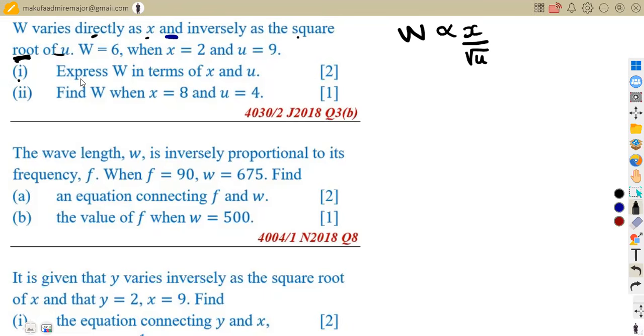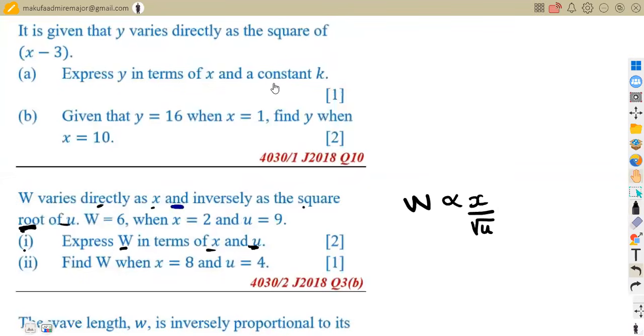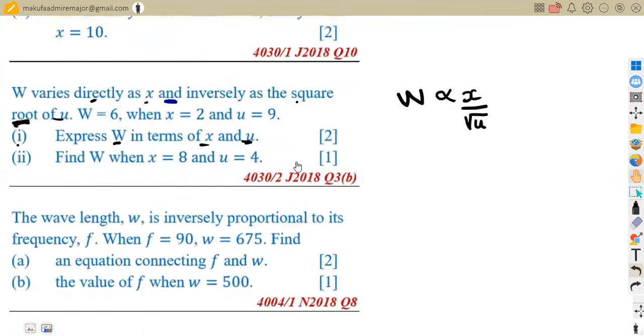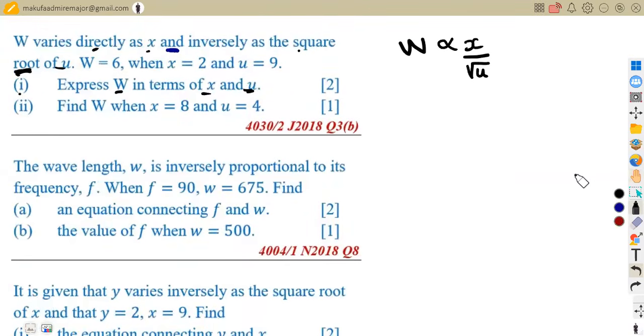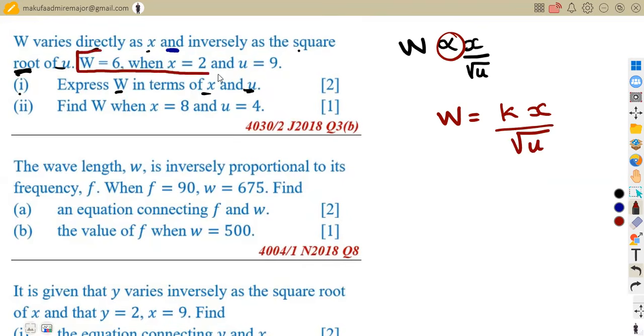Here we are asked on item 1 to express w in terms of x and u, not k. K is not mentioned like in the previous part, and the statement about a constant k is not there. So we have to find the value of k. Remember, from your variation sign, you introduce the constant. So w is equal to kx over the square root of u, the constant always on the numerator. We use the given information: w is equal to 6 when x is equal to this, and when u is equal to 9.